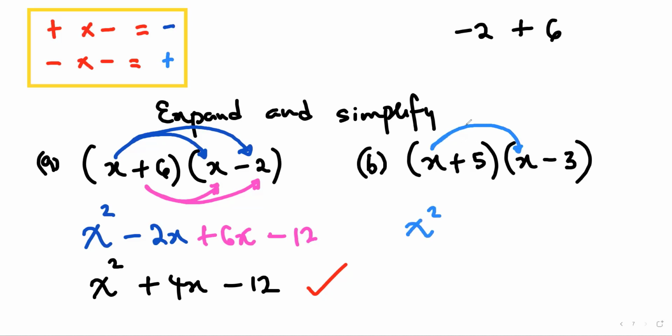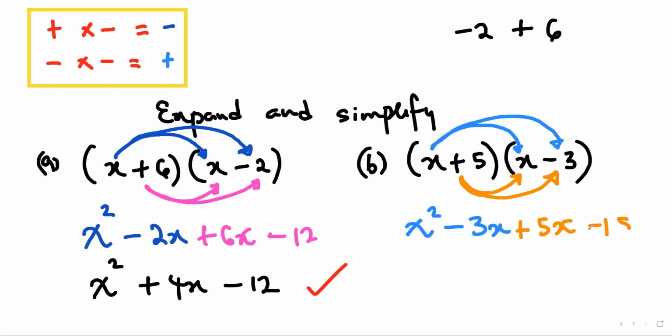And then you do x times minus 3. Yep. Which is minus 3x. Good. Next, and then you do plus 5 times x, which is 5x. Is it plus or minus? Plus. Plus 5x. Good. And then you do 5 minus 5 times minus 3, which is minus 15. Minus 15. Good. Your expansion is absolutely correct.